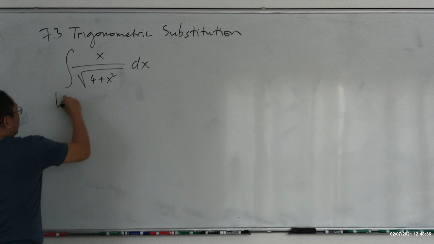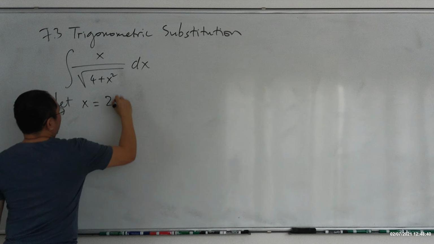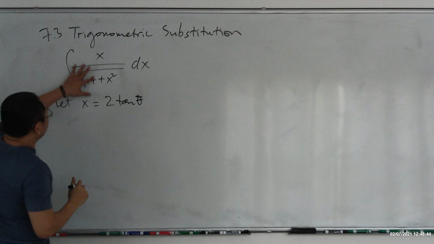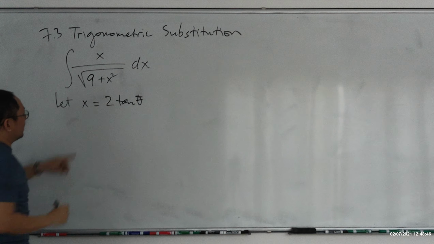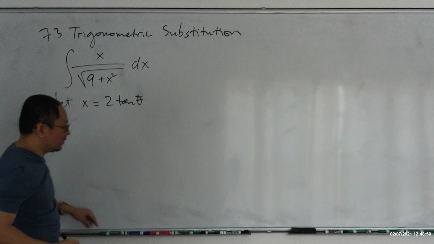I'll let x equal 2 times tangent theta. If I change this to 9, you're going to let x equal 3 tangent theta, right? Because 3 squared is equal to 9.